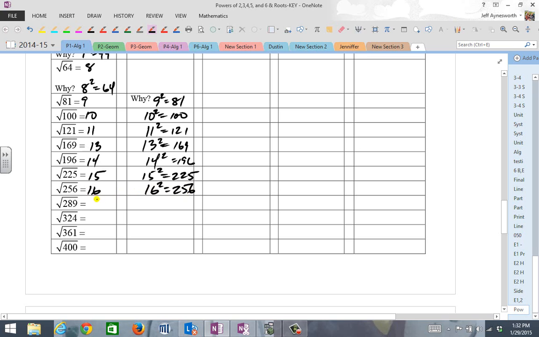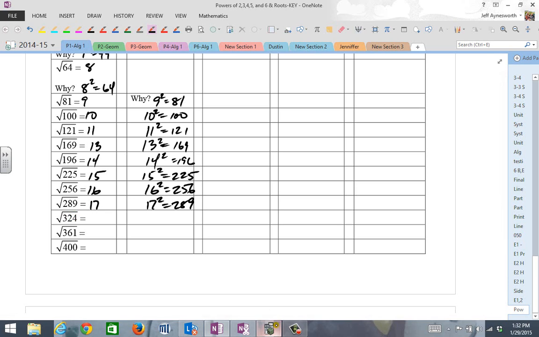Square root of 289 is 17. Why? Because 17 squared is 289. Now, like I said, this is a video, right? And what you guys should do is pause and play and rewind. Pause when you need to. Like if you don't know what this is, pause it and then figure it out.